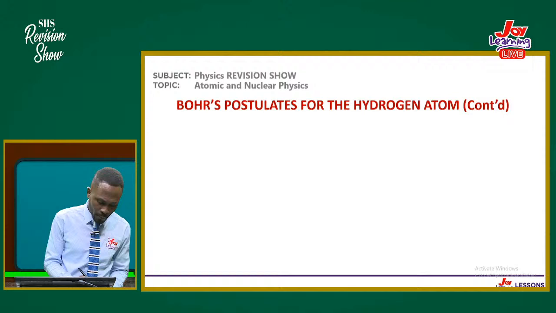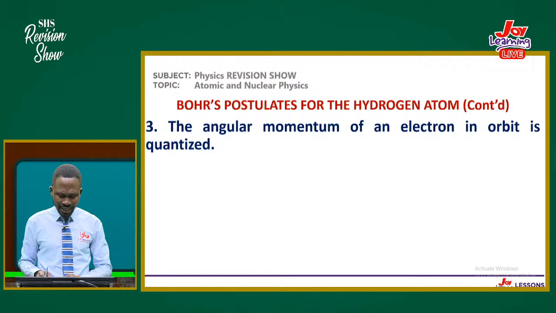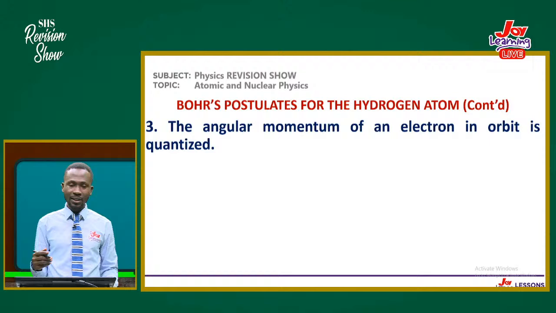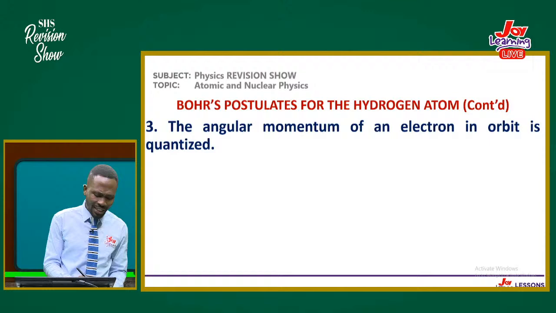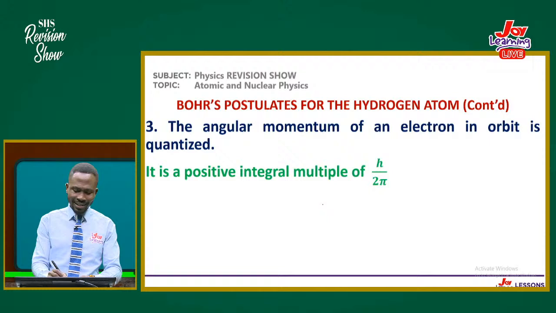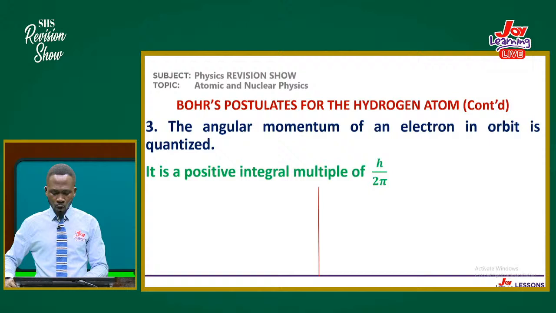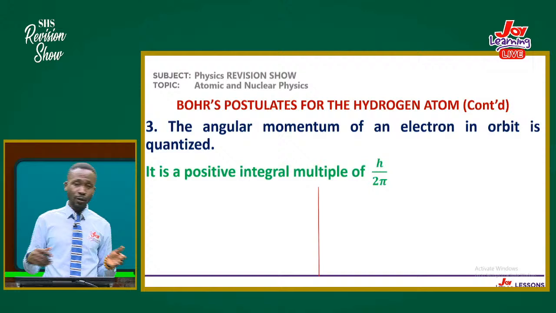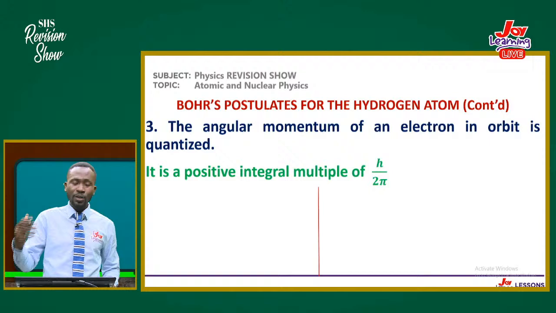Third one says that the angular momentum of an electron is quantized. So as the electron orbits the nucleus, it has an angular momentum. And according to him, the angular momentum is quantized. What does he mean? He says it is a positive integral multiple of h on 2 pi. Very soon we will look at what is h, and then we can move on, because we'll be using it a lot as we go on. So all he's saying is that if you find an electron orbiting the nucleus and you want to find its angular momentum, it is a positive integral multiple of h on 2 pi.